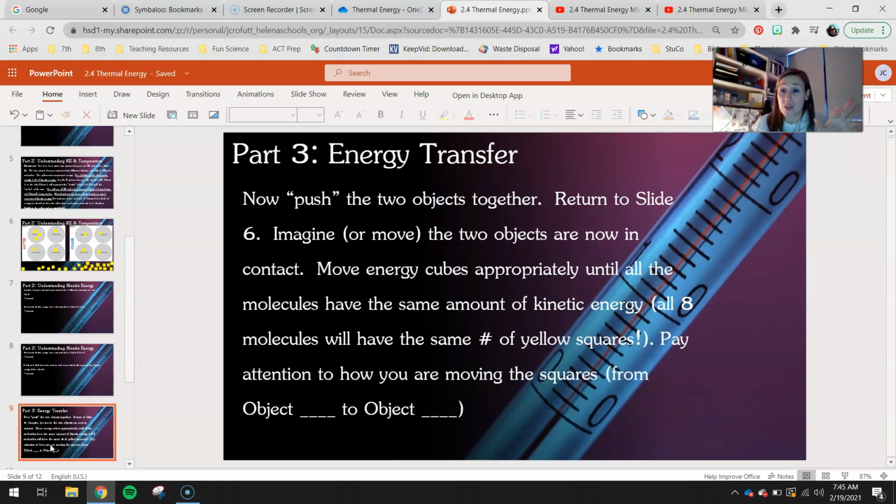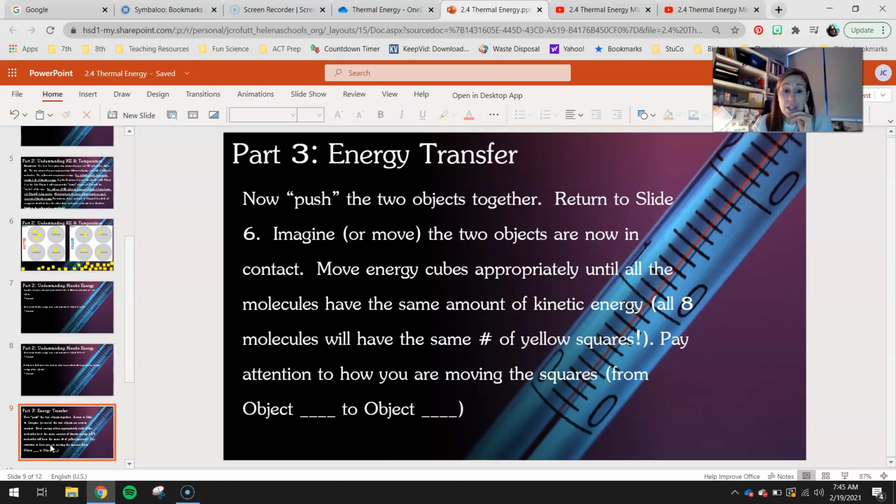You have equally distributed those little energy cubes between the hot object, which should have more, and the cold object, which should have less. Okay, so you are going to push those 2 objects together. If you want, you can actually click and drag and move those pictures. Those little yellow cubes won't necessarily move with the circles. But you can do that, or you can just imagine what would happen if those two were in contact.